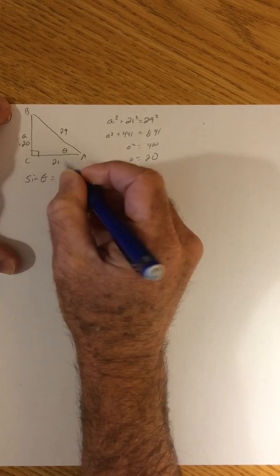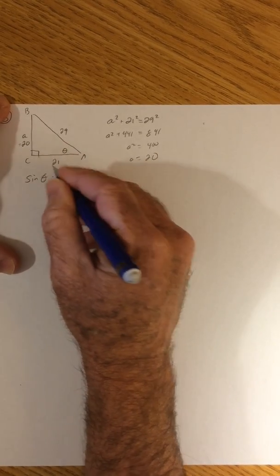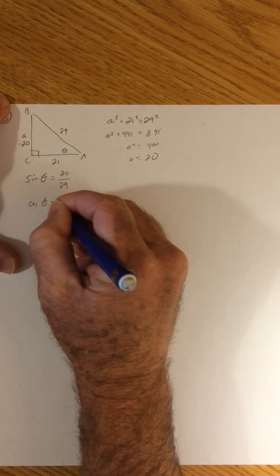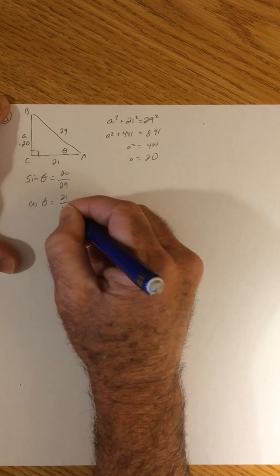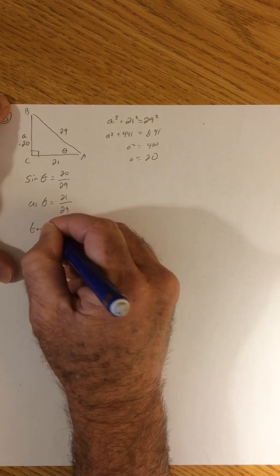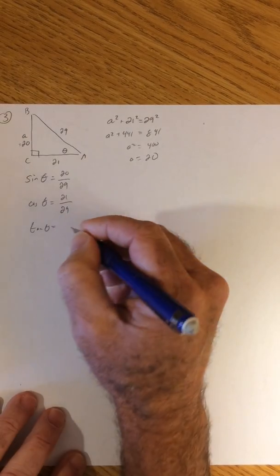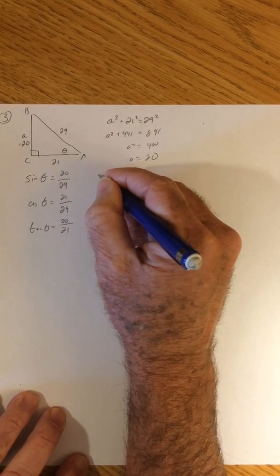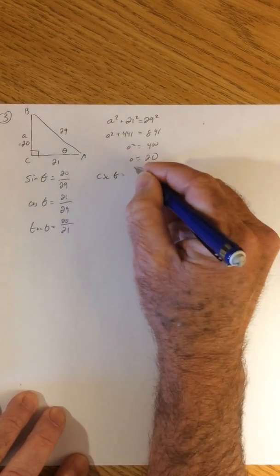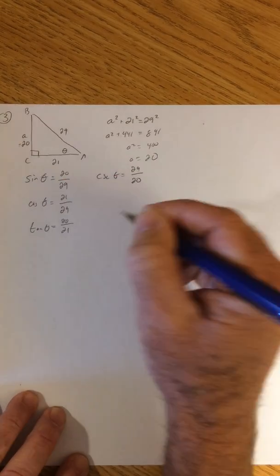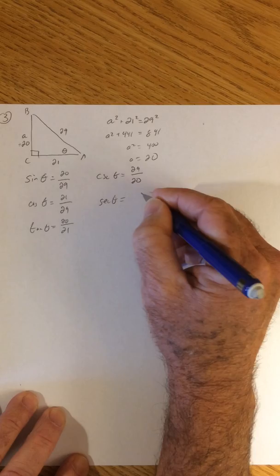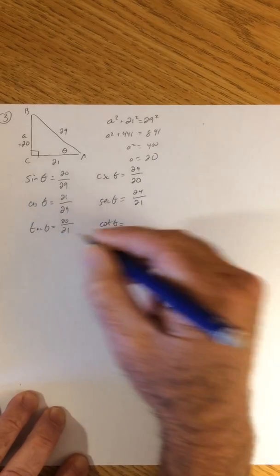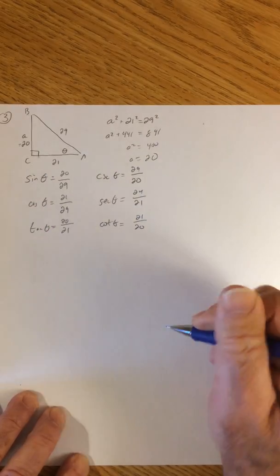Sine of angle theta, opposite 20 over hypotenuse 29. Cosine theta, adjacent 21 over hypotenuse 29. Tan theta is equal to opposite 20 over adjacent 21. Cosecant theta is the reciprocal of sine, nothing more than reciprocals here. Secant theta, reciprocal cosine, 29 over 21. Cotangent theta, reciprocal of tangent, 21 over 20.